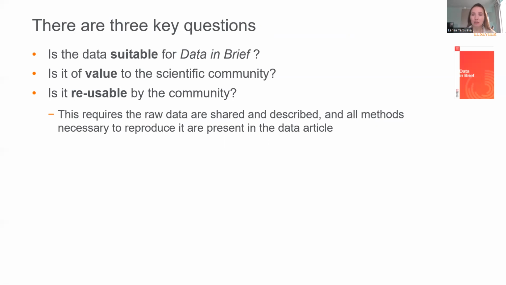Therefore, this section typically contains some bullet points where authors very clearly explain what the main value factors are, what the main strengths of this data article are, why it should get published, and why it will be interesting for the academic community. And the third question: is it reusable by the community?